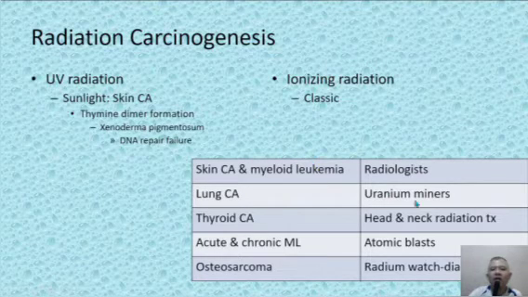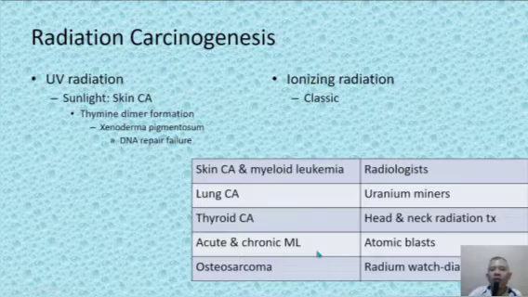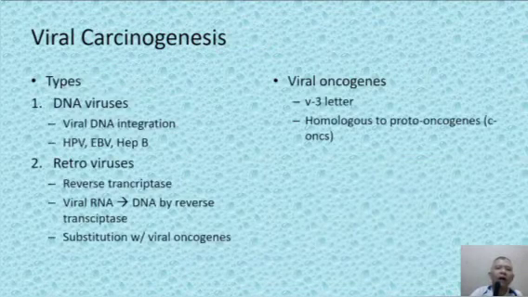Next is ionizing radiation, wherein for example, radiologists are very prone to skin CA and myeloid leukemia. Uranium miners are very prone to lung CA. Head and neck radiation treatment leads to thyroid CA. Atomic blasts lead to myeloid leukemias, whether acute or chronic. And radium watch dial workers develop osteosarcoma.